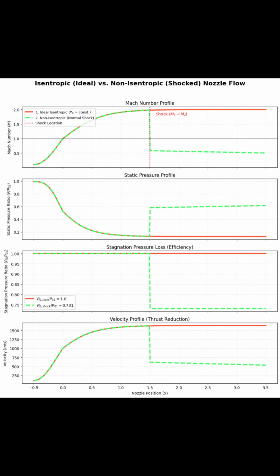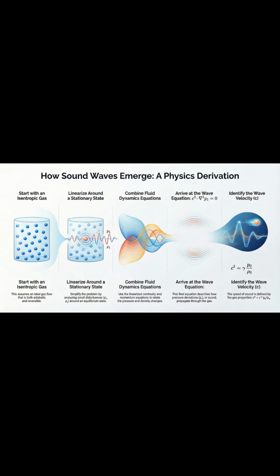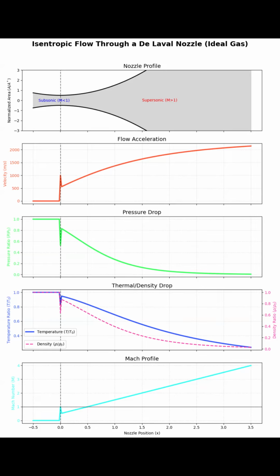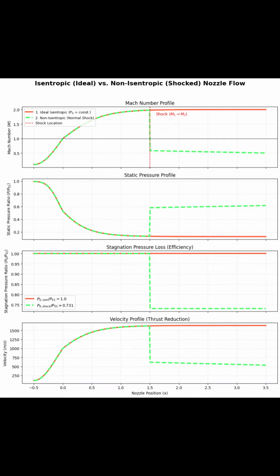And finally, let's talk about the real-world metric. See, isentropic flow is the absolute ideal baseline for propulsion systems. It gives you the maximum theoretical exit velocity and thrust because the stagnation pressure stays perfectly constant.